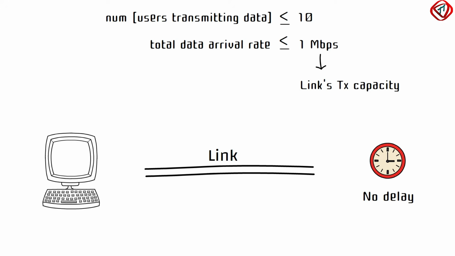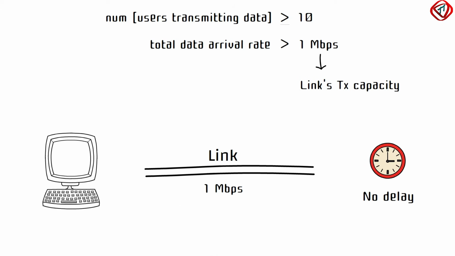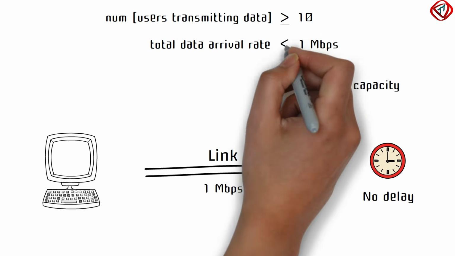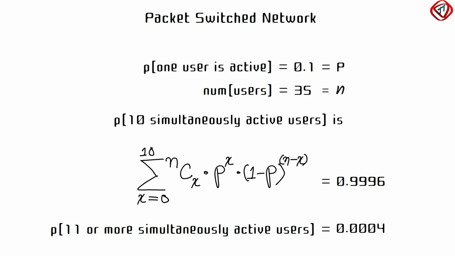When the number of simultaneously active users is more than 10, the total arrival rate of data is more than 1 Mbps. Since the transmission capacity of the link is 1 Mbps, the output queue begins to grow until the incoming data rate goes below 1 Mbps. However, the probability of 11 or more simultaneously active users is 0.0004, which is extremely small.